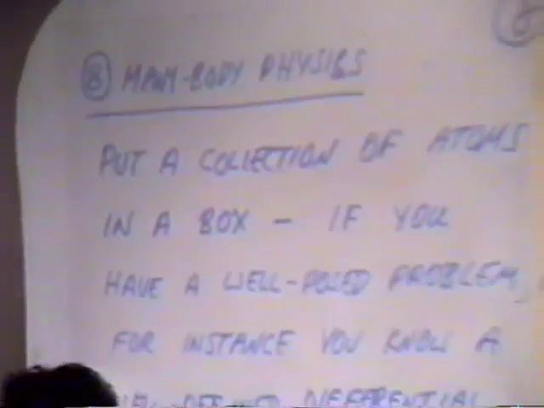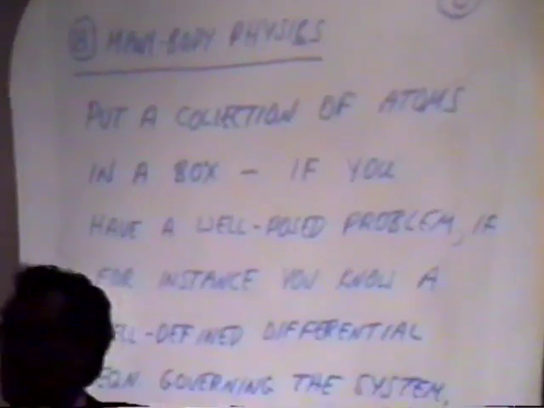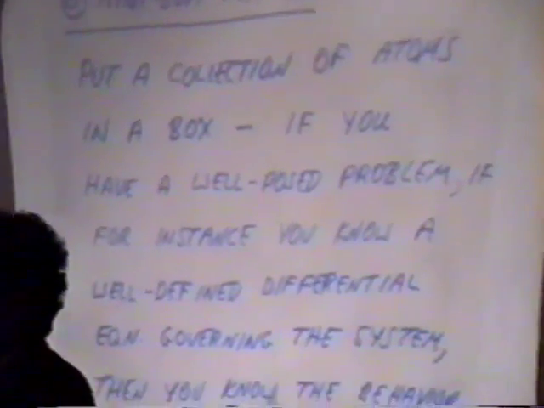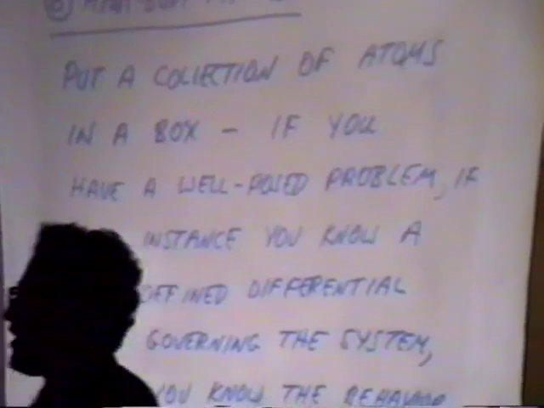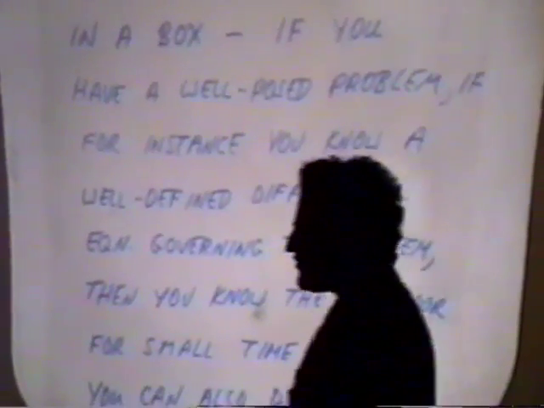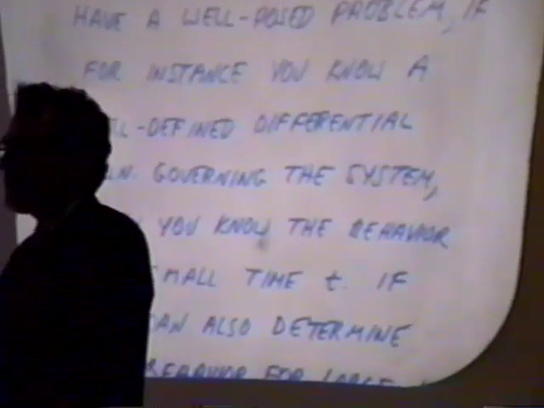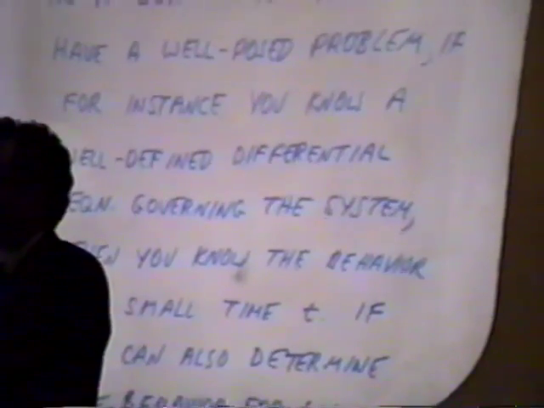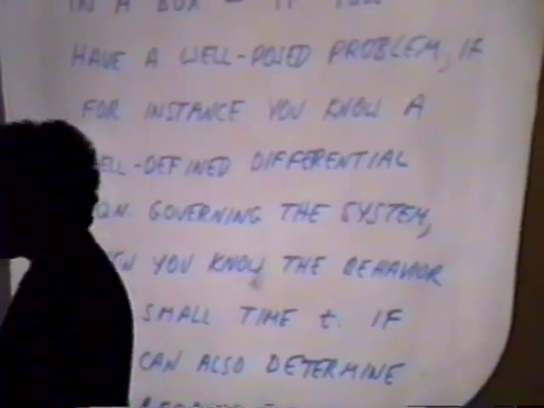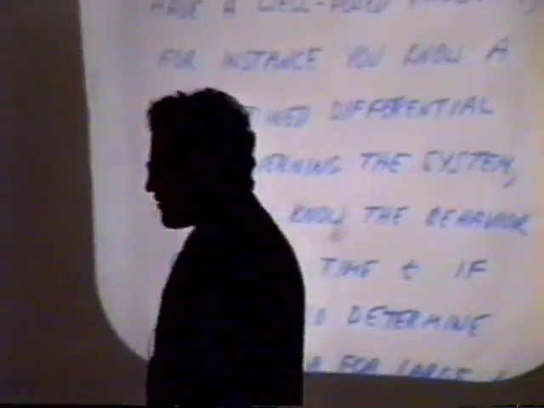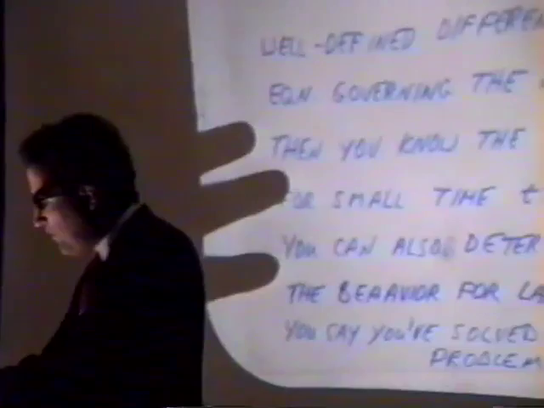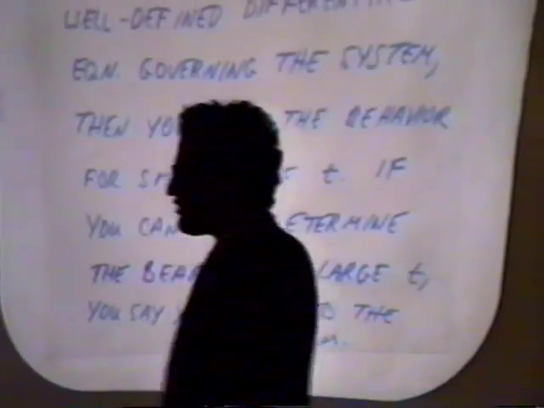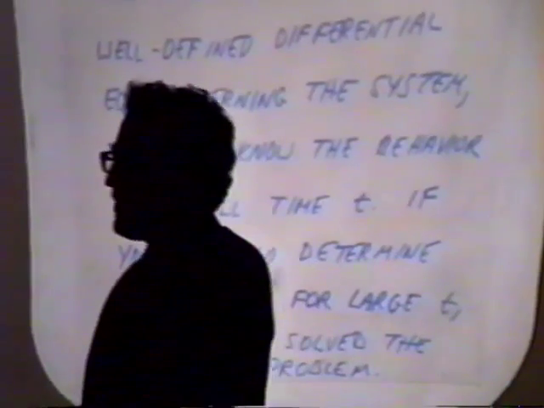Now I'll give a physical analogy, which will be many-body physics. Well, okay, for our analogy, put a collection of atoms in a box. For instance, they might be atoms of lead, and we put them in a box at very low temperatures, and we want to know what they do. Now, let's suppose this is a well-posed problem in the mathematical sense. That means we know the basic laws governing the system. That means, for example, that we have a well-defined differential equation describing the system. Well, knowing how to write a well-defined differential equation governing a system means, pretty much by definition, that you know the behavior for small time.